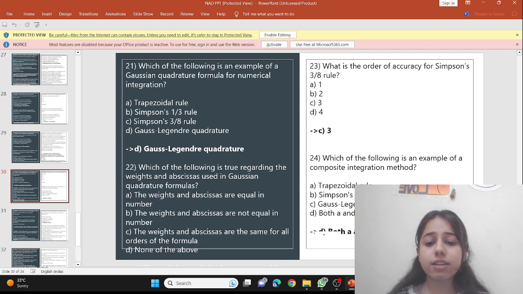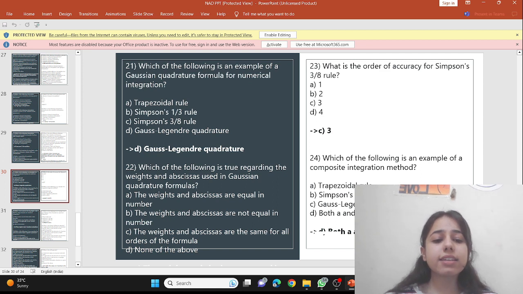22nd question is, which of the following is true regarding the weights and abscissas used in Gaussian quadrature formulas? Options are the weights and abscissas are equal in number, the weights and abscissas are not equal in number, the weights and abscissas are the same or equal for the order of formula, and none of the above, and the answer is B. 23. What is the order of accuracy for Simpson's 3 by 8 rule? 1, 2, 3, 4. I remember that the order of accuracy for Simpson's 3 by 8 rule is 3.